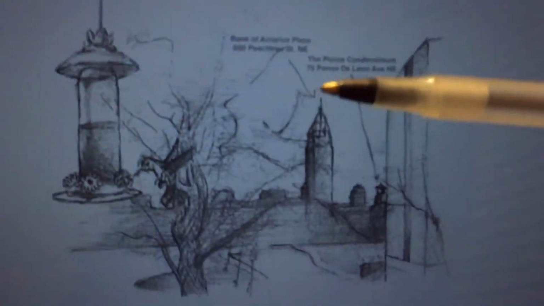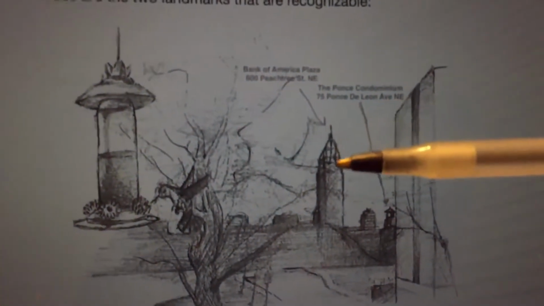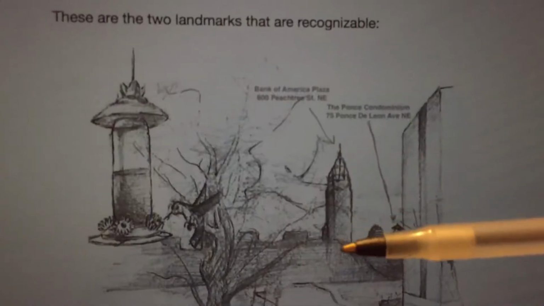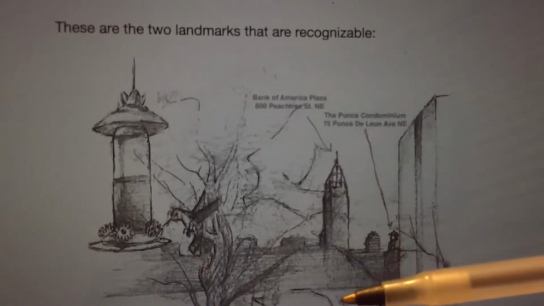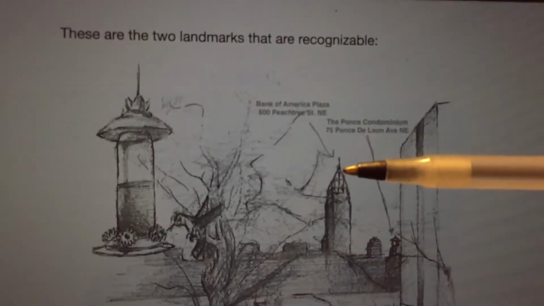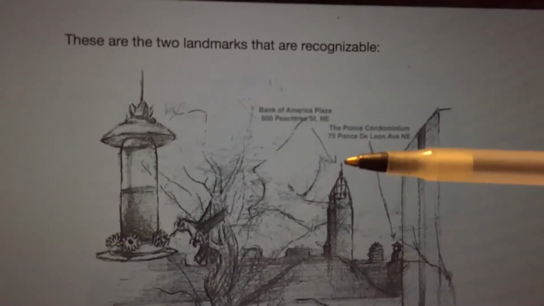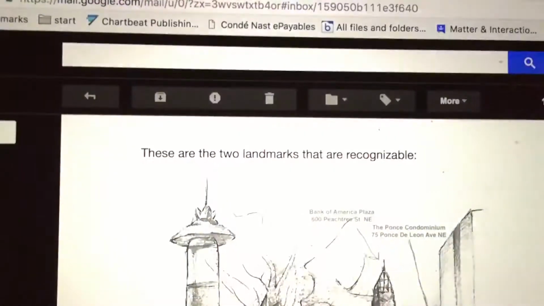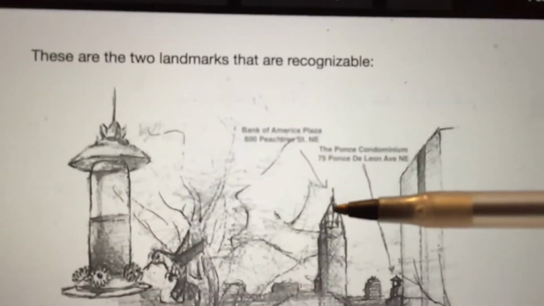Now, going back to the picture. Okay, so I need to find something on the picture that I can identify. And we can't use this whole building because I don't see where the bottom is. So I'm going to use just this antenna at the top. So how big, oh, it's gone. How big is the antenna right there?